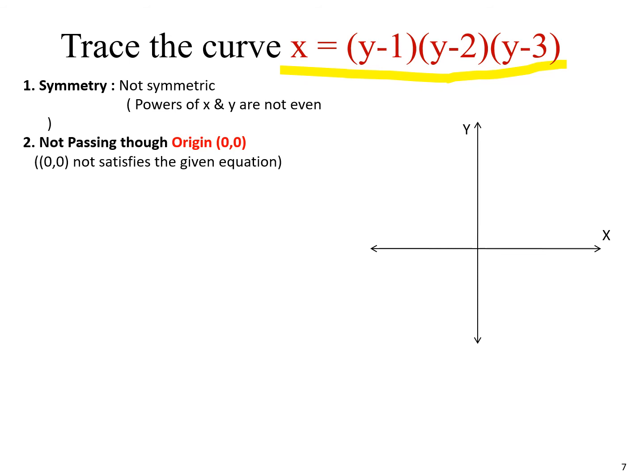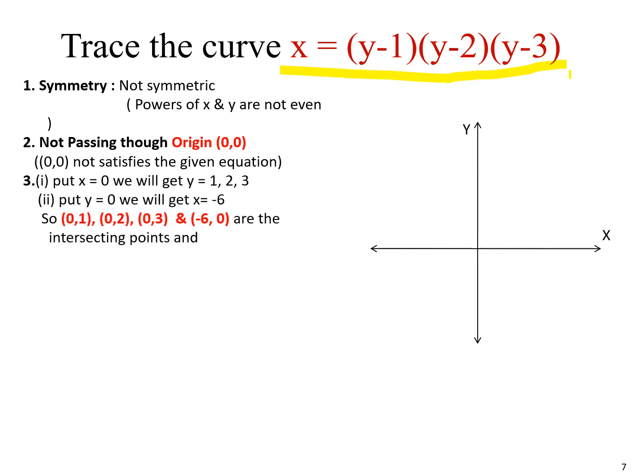Listen very carefully. Now the third rule, intersection with the axis, for the y-axis and x-axis. For the y-axis we will put x equal to 0. So if we put x equal to 0, we will get y equal to 1, 2 and 3.